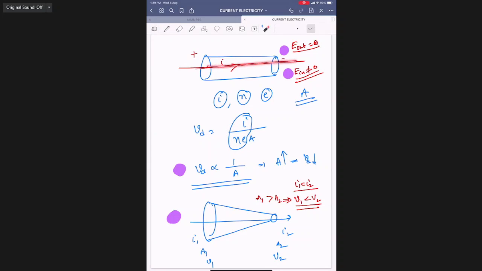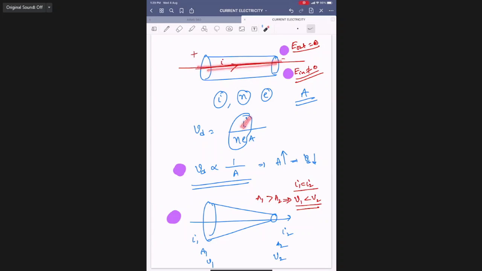I equals nAeVd. Current is flowing through a conductor. Suppose 10 coulombs of charge is flowing. Then the same 10 coulombs of charge, since there is no other path for the charge, only one path, flows through this cross section at 10 coulombs per second. Here also 10 coulombs per second, here also. That means through a given conductor, the current is constant.